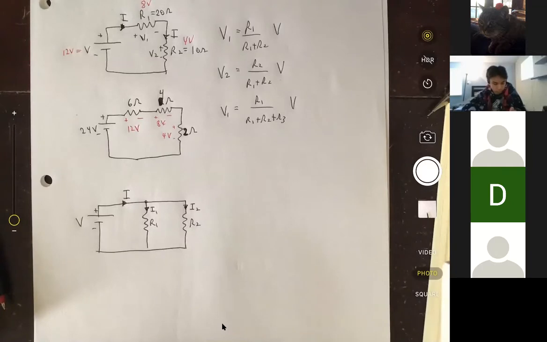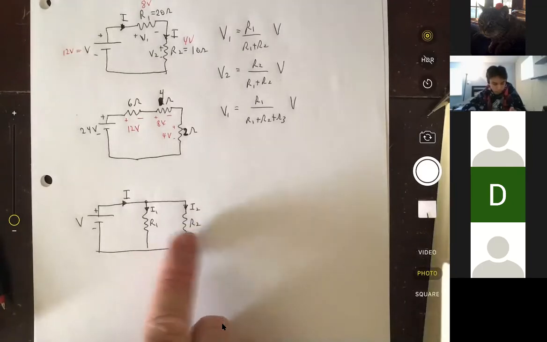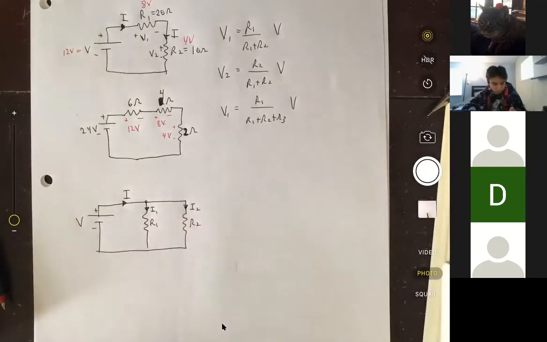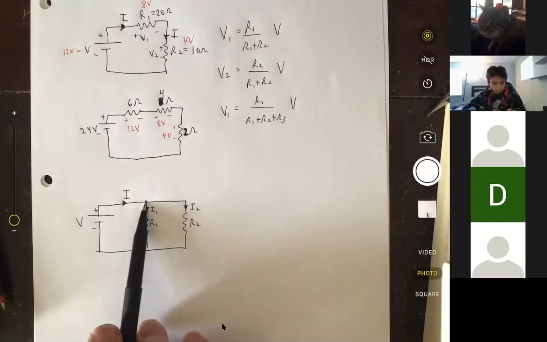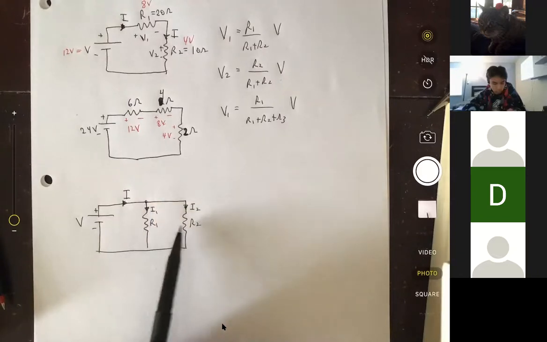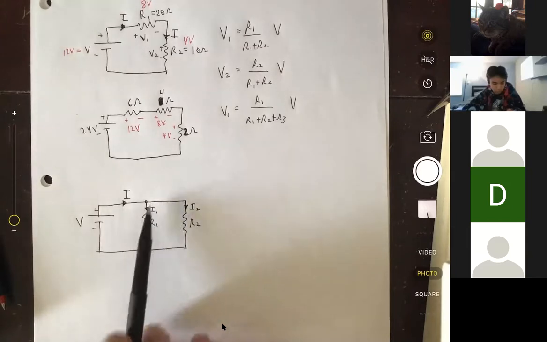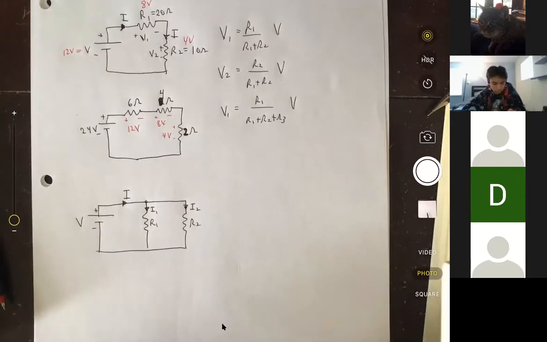And of course, I hope it's obvious to you guys that if R1 and R2 are identical resistors, then I1 and I2 have to be the same current. That is, if your current is approaching this node and neither path has any less resistance than the other path, then you would be equally likely to choose either path because they have the same resistance. So the current's going to be cut in half.